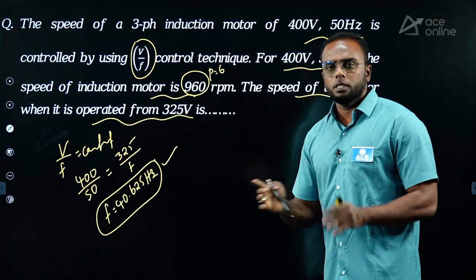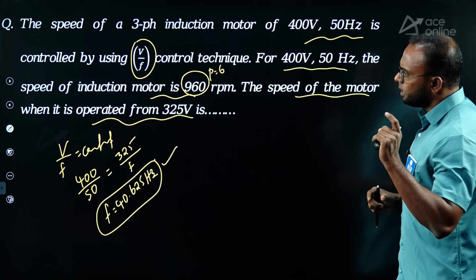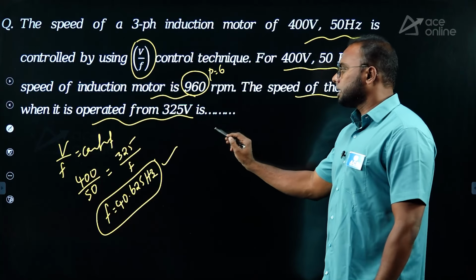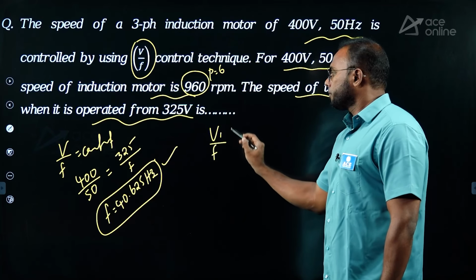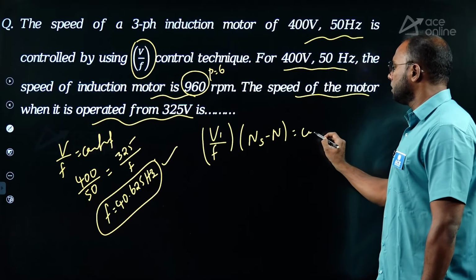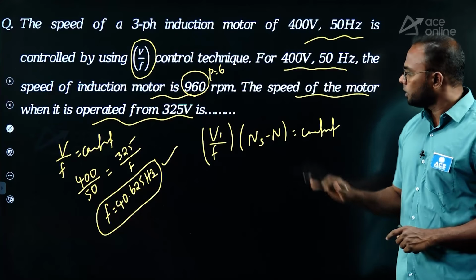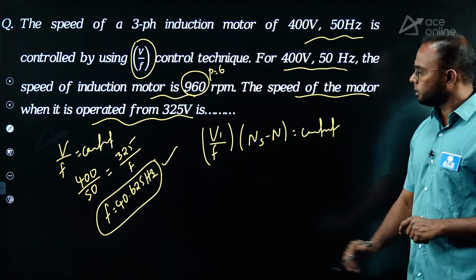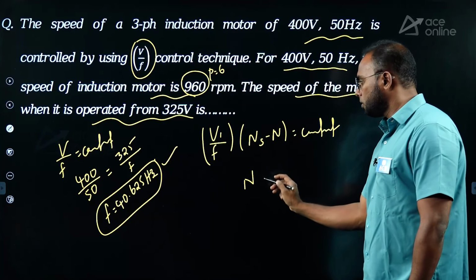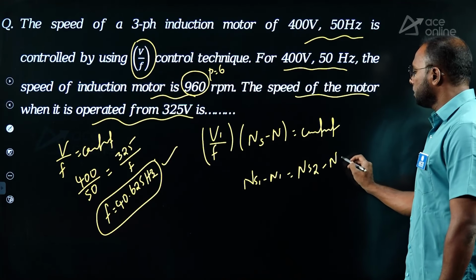This is the new voltage and frequency. Now at this voltage and frequency, what is the speed? To solve this question, you should know one condition. Generally, we take all these speed control methods with constant load torque conditions. In that, the condition is that the product of V by F and (Ns minus N) is equal to a constant. Already V by F is constant here. Then the other term to be constant for constant torque is Ns minus N. According to this relation, V by F is constant, so it will cancel. Ns1 minus N1 is equal to Ns2 minus N2.